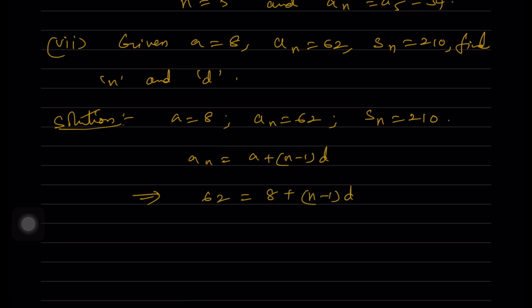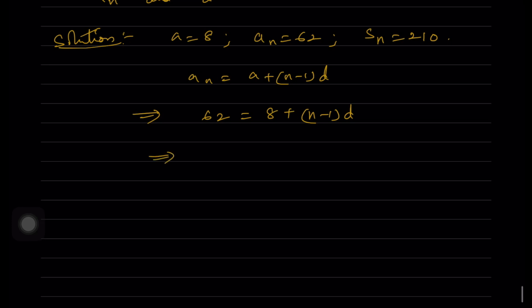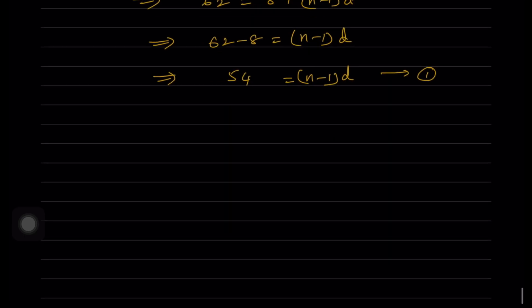So an is equal to a plus n minus 1 into d. So 62 is equal to 8 plus n minus 1 into d, which implies 62 minus 8 is equal to n minus 1 into d. That implies you are going to get 54 is equal to n minus 1 into d. Take it as the first equation. Next, Sn. What is Sn?